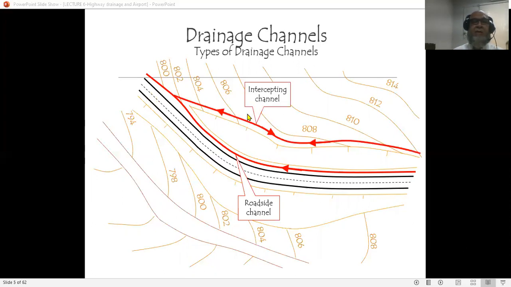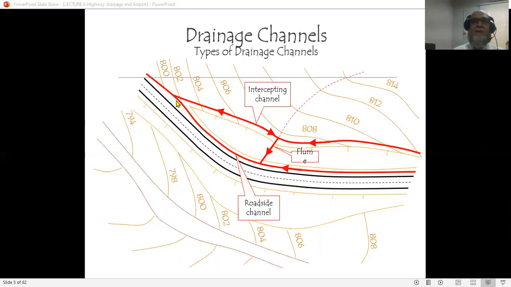Not only that, there is an intercepting channel, and this channel is also running. Now this channel is taking care of what? It's taking care of the water from the surrounding, from the adjacent bank, and here water is collected from the ground, from the surroundings, and they meet at this point. And this can be connected to the roadside channel as well.